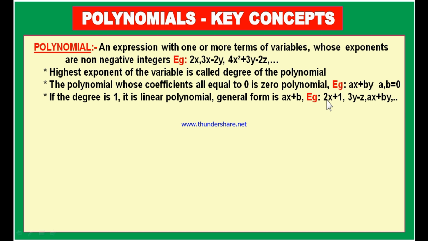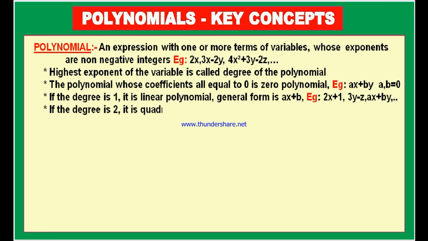Here, 2x plus 1 is a linear polynomial in one variable, and this other one is also a linear polynomial, but we can find two variables. This is a linear polynomial in two variables, ax plus by. If you are asked to write a linear polynomial in three variables, you can write x plus y plus z. It is a linear polynomial in three variables x, y and z, isn't it?